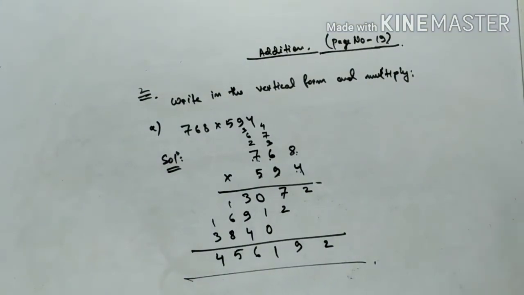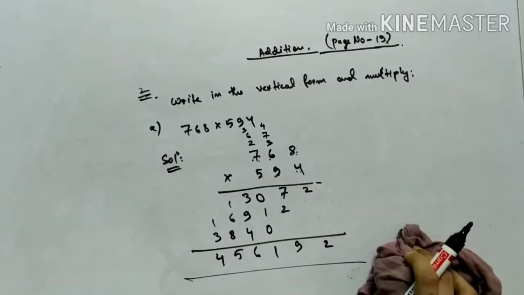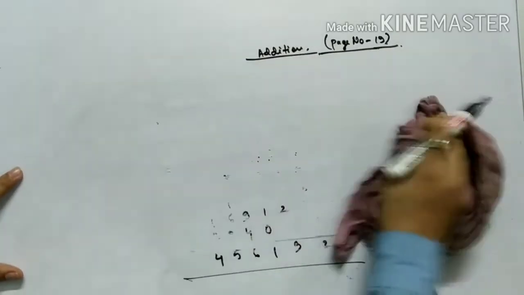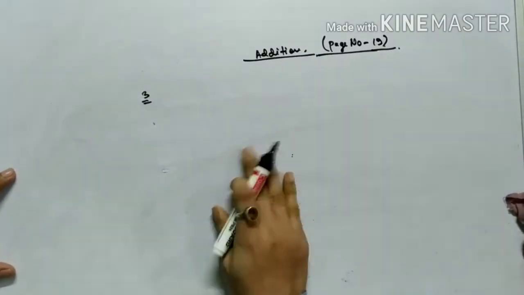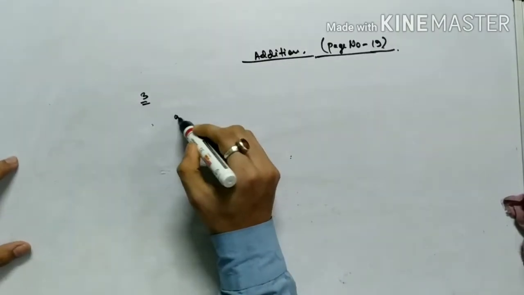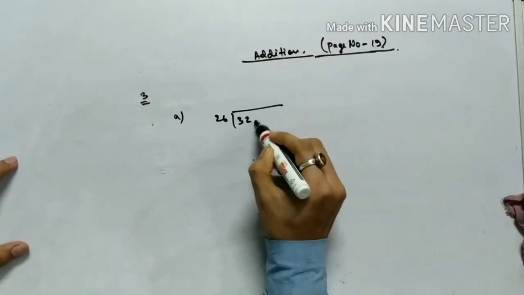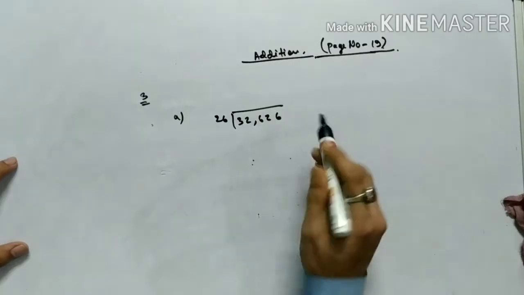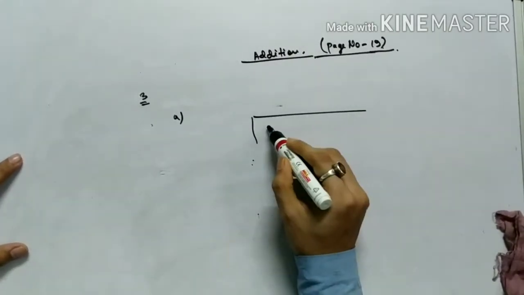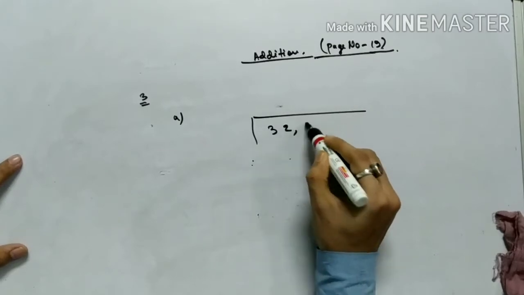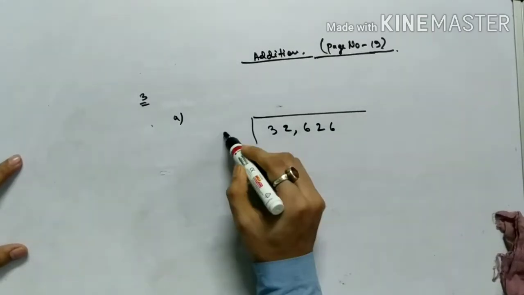Next one I will show you from division. Find the quotient and remainder. Type 3, find the quotient and remainder. This one you will find the quotient and remainder. So this is 32626 divided by 26. Let me write it nicely. This is 32626 and this is 26.